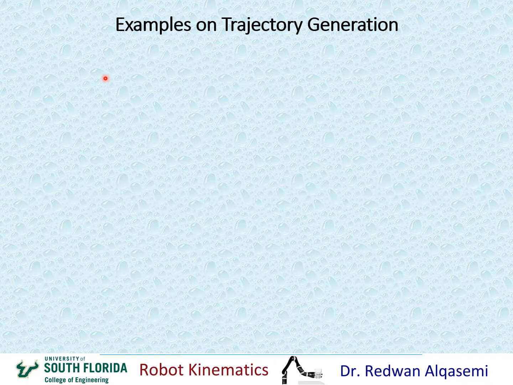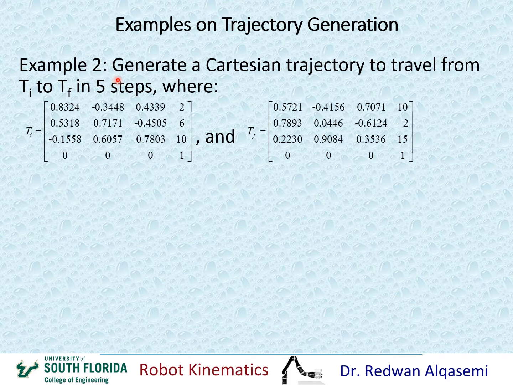Let's take another example. Example 2. Generate a Cartesian trajectory to travel from T initial to T final in 5 steps. And you notice here we're given the number of steps, not the time. So that means here that we need to find a discrete trajectory, not a continuous trajectory. And we're given T initial and T final.